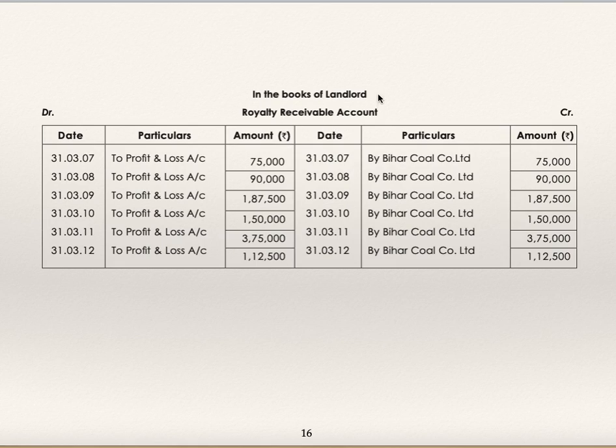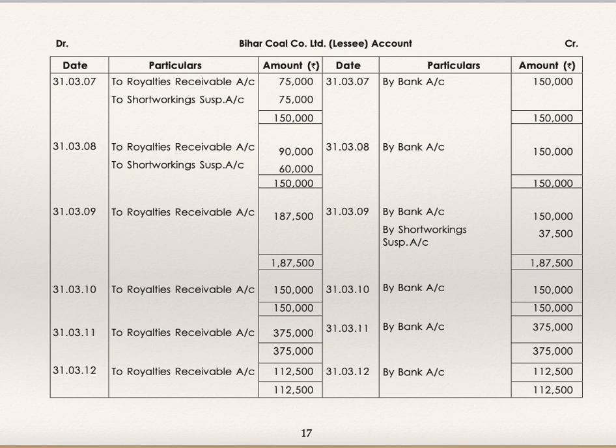Exactly opposite. See here in the books of landlord, royalty receivable account by lessee to profit and loss, by lessee to profit and loss, by lessee to profit and loss. Every year royalty receivable account gets closed. Lessee account to royalty receivable to short working suspense by bank. To royalty receivable to short working suspense by bank. To royalty receivable by bank by short working suspense. Recovery of short working. To royalty receivable by bank for remaining 3 years.